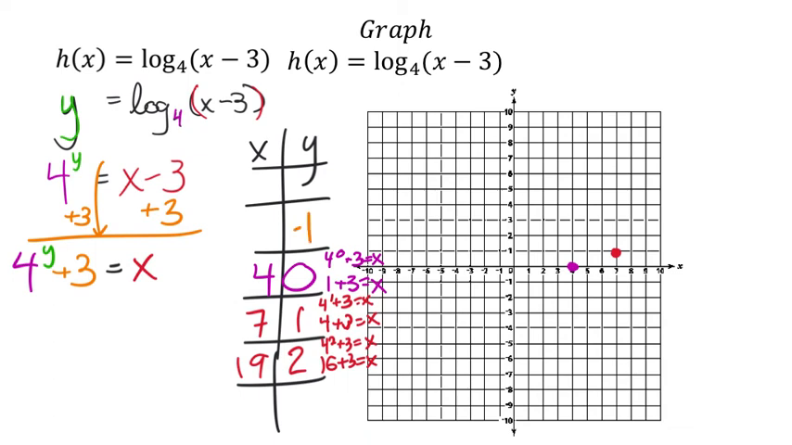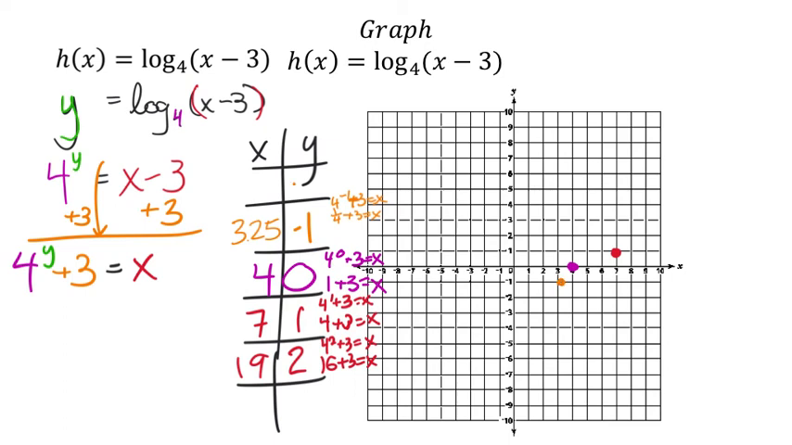So I'm going to make y negative 1. So what does this do? I got 4 to the power of negative 1 plus 3 equals x. That'd be, well, 1/4 plus 3 equals x, which is 3.25. Now, it's going to be kind of hard to graph that, but here we go. So 3.25, negative 1. About right there.